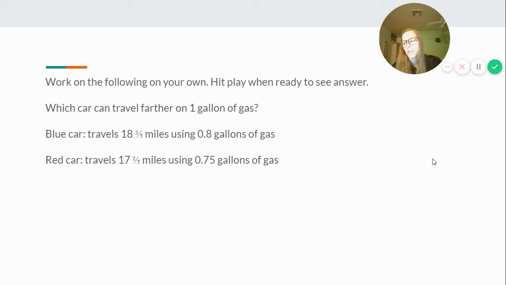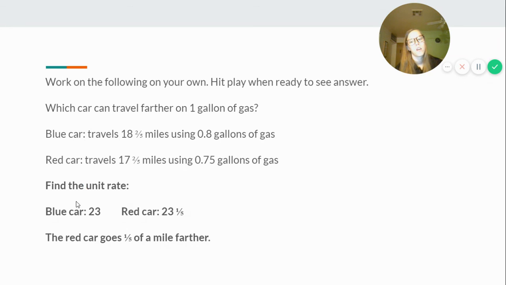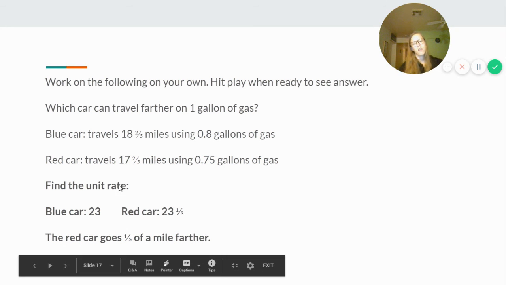So we're trying to figure out which car can travel farther on 1 gallon of gas. The blue car travels 18 2/5 miles using 0.8 gallons of gas. The red car travels 17 2/5 miles using 0.75 gallons of gas. So we need to find how many miles they travel using 1 gallon of gas. Unit rate: blue car 23 miles per gallon, red car 23 1/5. So the red car goes 1/5 of a mile farther than the blue car. The red car can travel farther on 1 gallon of gas.